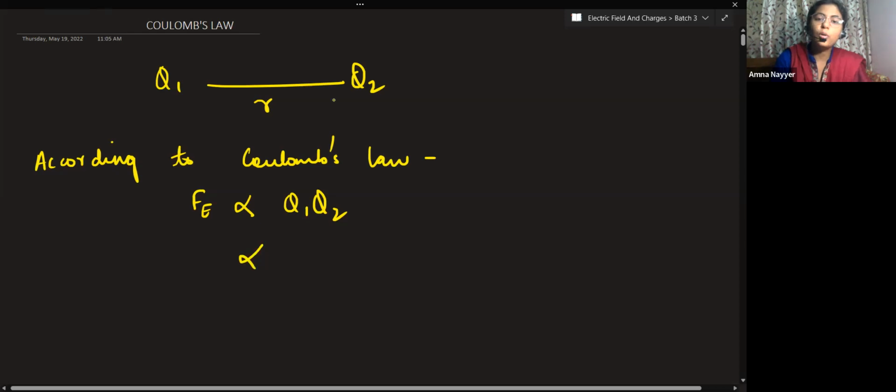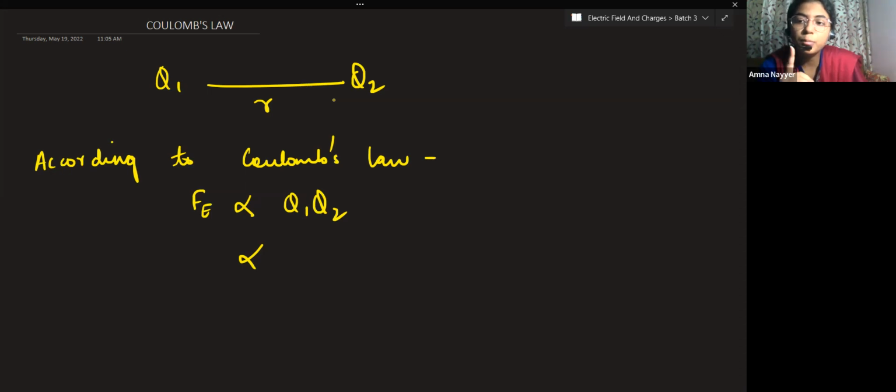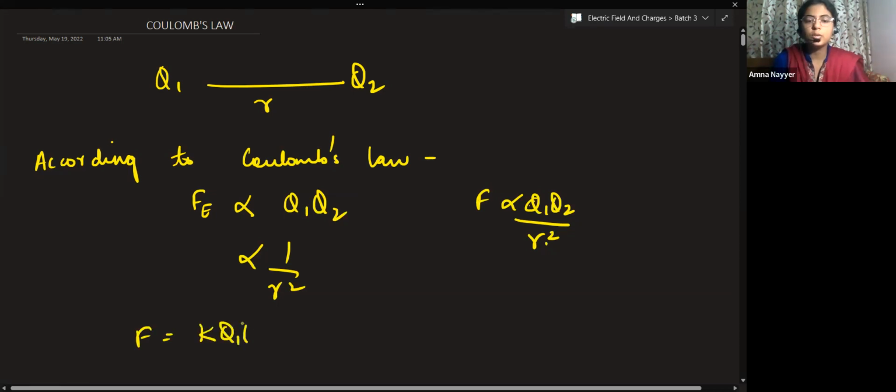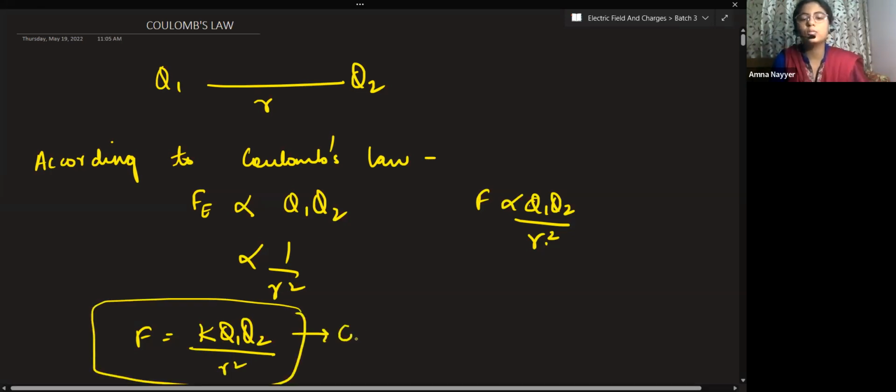The second point says that whatever the separation between Q1 and Q2 is, electric force is always inversely proportional to the square of the separation between the charges. So if the separation is r, electric force is inversely proportional to r square. Basically, electric force is proportional to Q1 Q2 by r square. If you put in a constant, this will be F = K Q1 Q2 divided by r square. This is what is meant by Coulomb's law. This is the formula of Coulomb's law: K Q1 Q2 divided by r square.